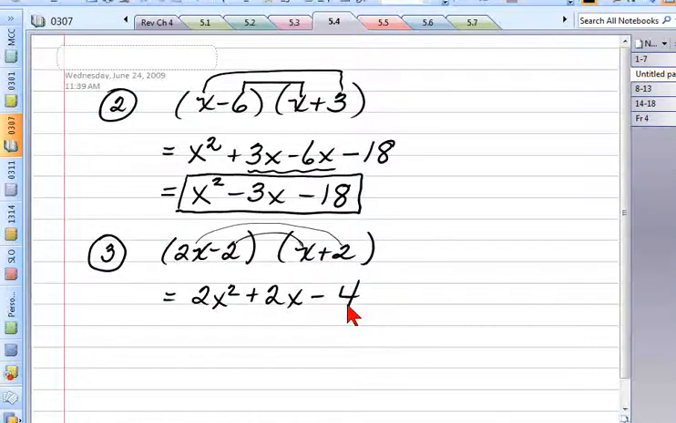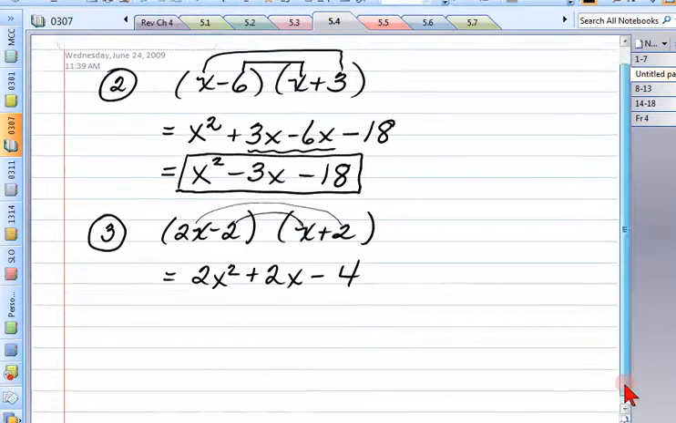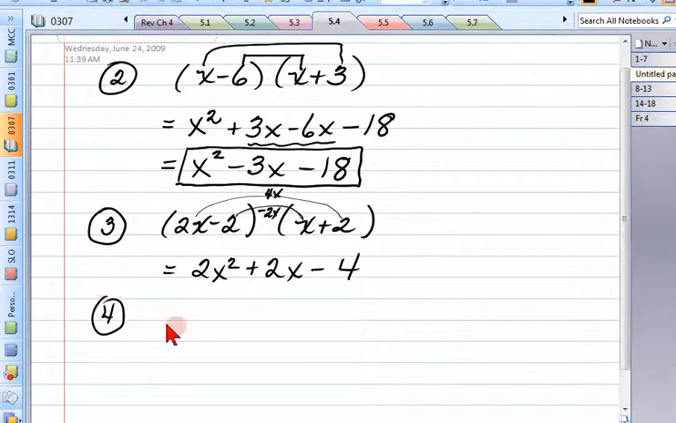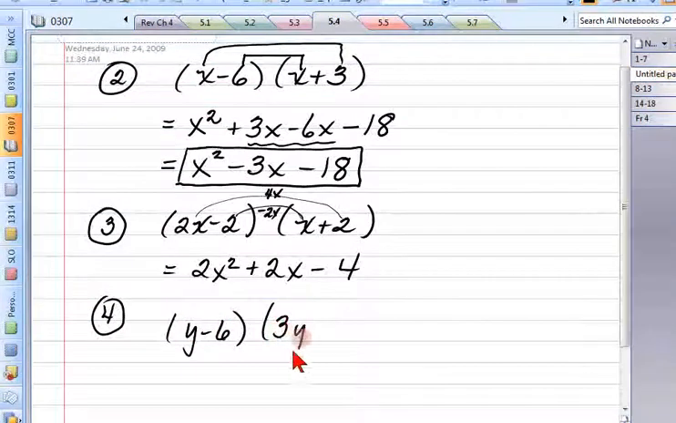If I had to do this by distributive property, I have a lot of stuff written down. It's a matter of training your eyes to look at first, outer, inner, last, and holding those outers and inners. Now, if holding those outers and inners is not a good deal for you, then don't do it. Write down 4x, write down negative 2x, and then combine them. Let's look at problem number 4. We're just going to practice this for a few minutes. I have y minus 6 times 3y minus 2.